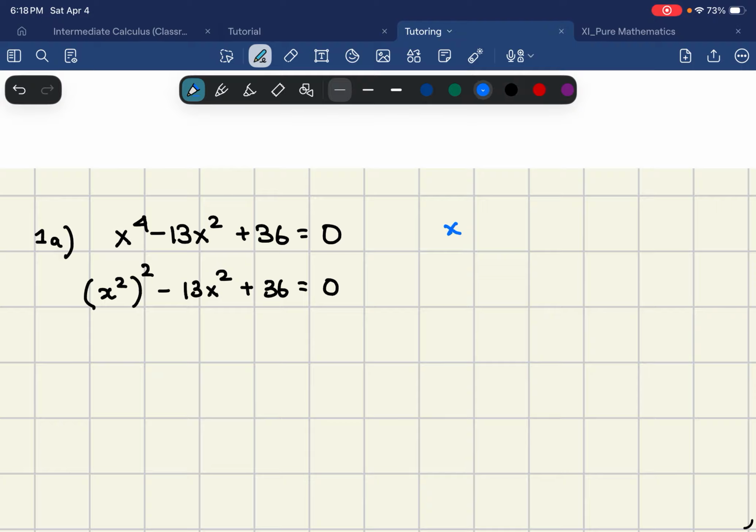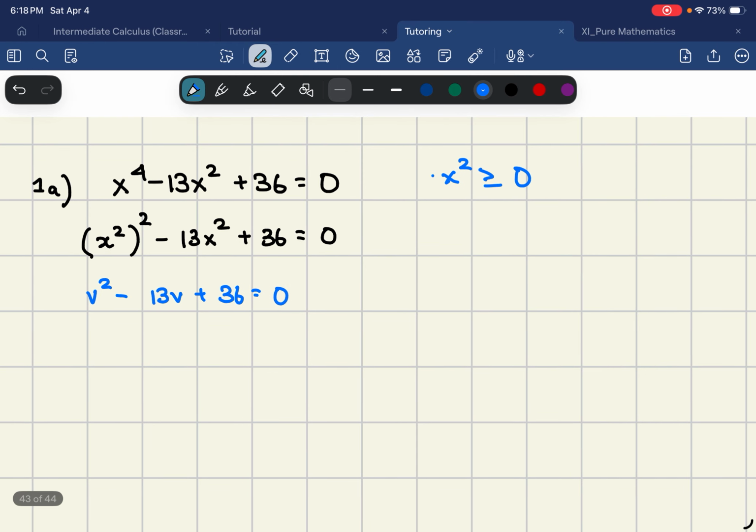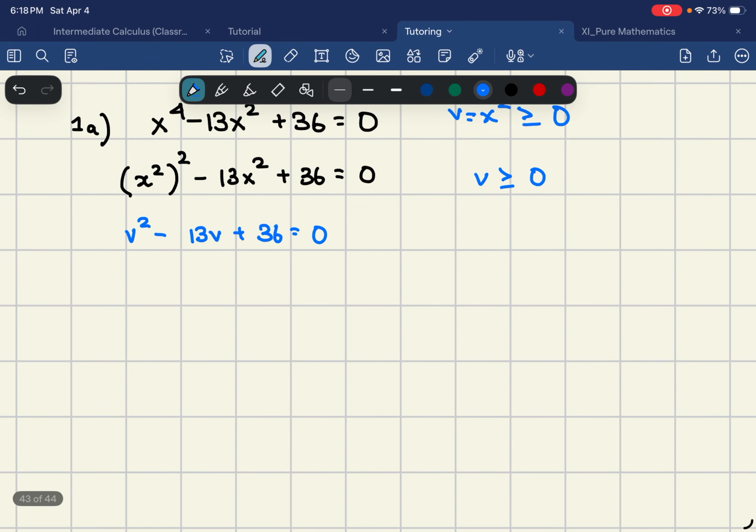And now, I'm just going to say that x squared is equal to some variable v. So v squared minus 13v plus 36 is equal to 0. Now remember, x squared is always either 0 or positive. If you look at the graph of x squared, you're always going to get positive values or you're going to get 0. So you have to remember, when you solve for v, your v is going to be positive. So that is something to keep in mind. So now this can be solved like a regular quadratic equation.